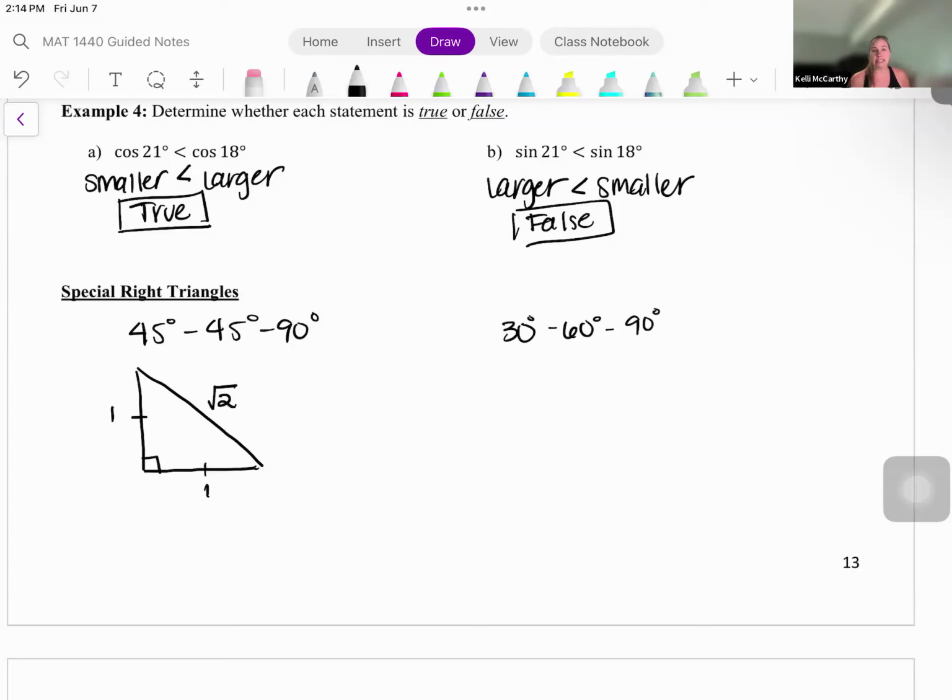The next is a 30, 60, 90-degree triangle. And here's our scalene triangle. This one's going to be 30 degrees. This is going to be 60 degrees. If we assign the length of the side opposite 30 degrees to be 1, then it holds true that the hypotenuse is 2 times that, so 2, and the other leg, the longer leg, is equal to the square root of 3 times 1, or just the square root of 3.